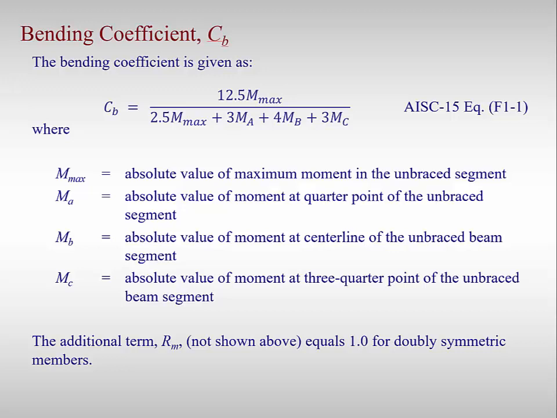There is an additional term in the equation that is not shown, which is R sub m. Since we will be dealing with mostly W shapes in this course, which are doubly symmetric cross sections, its value is taken as 1.